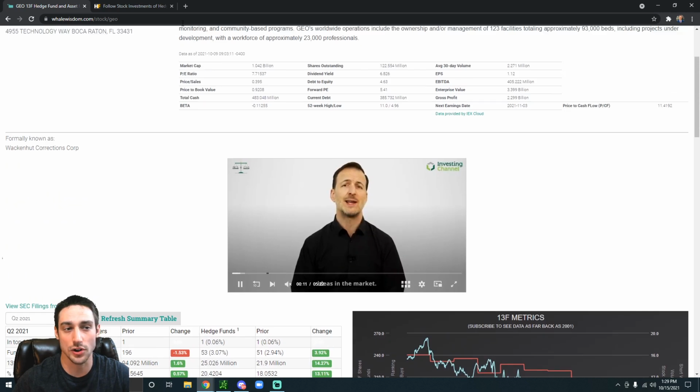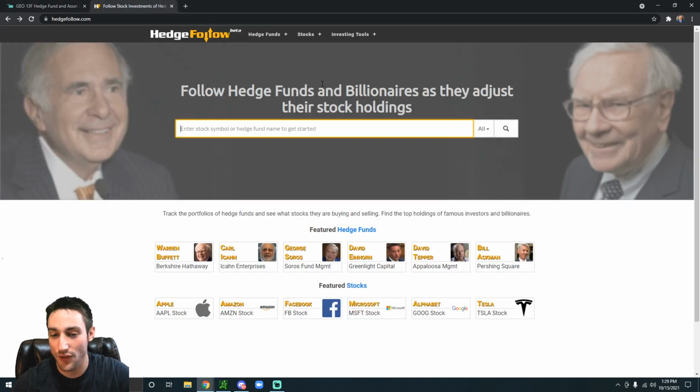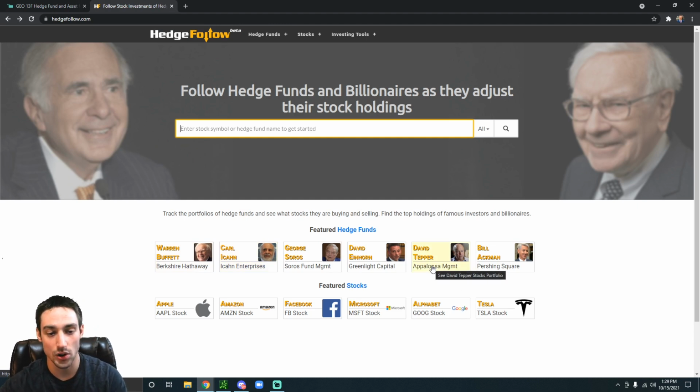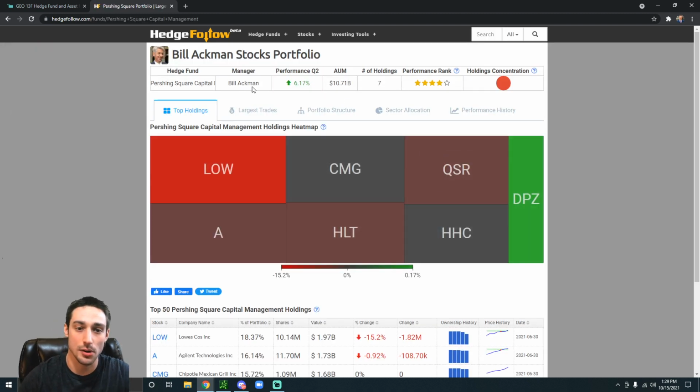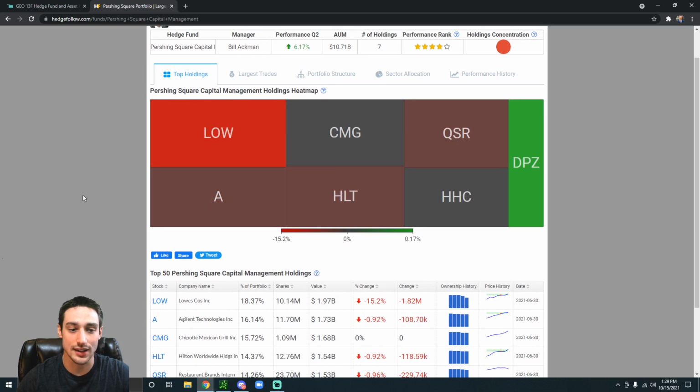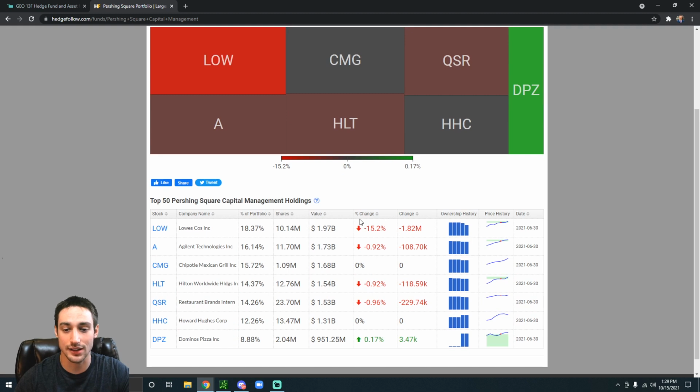And then if we head over to the other website, which is HedgeFollow, there's of course a bunch of big names on their homepage, like Bill Ackman, David Einhorn, Icahn, all of them. And you can just click whichever one you want. Let's say we go to Bill Ackman. This is Pershing Square. You can see the changes in his positions, and you can kind of follow along with them. You can see, like I said, the changes in position can be pretty big.